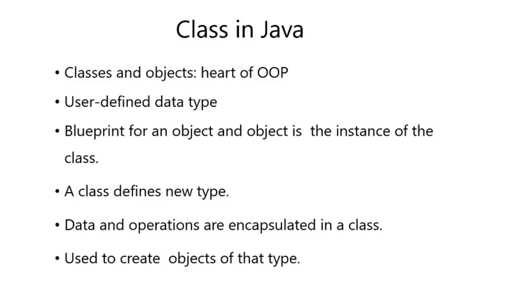Java API contains a rich set of predefined classes and packages. This is the innovative concept provided in Java. A class defines a new data type, and the data and operations on data are encapsulated in a class. In other words, a class is a template that contains data variables and the methods that operate on those data variables. In general, the structure of a class is given on the next slide.